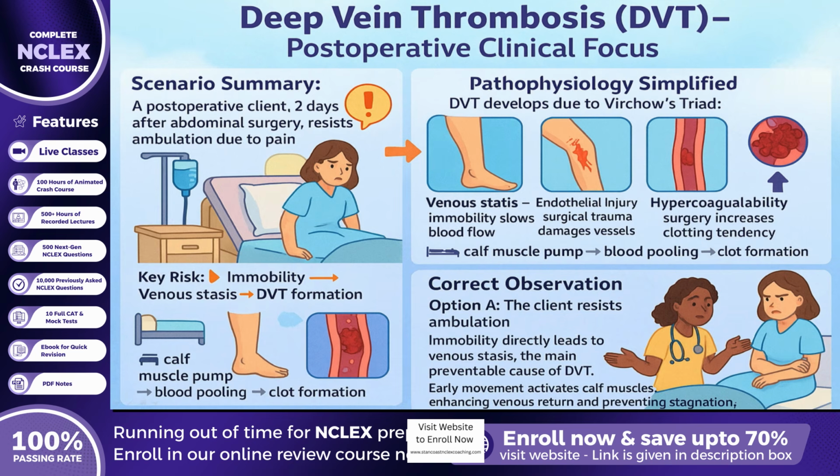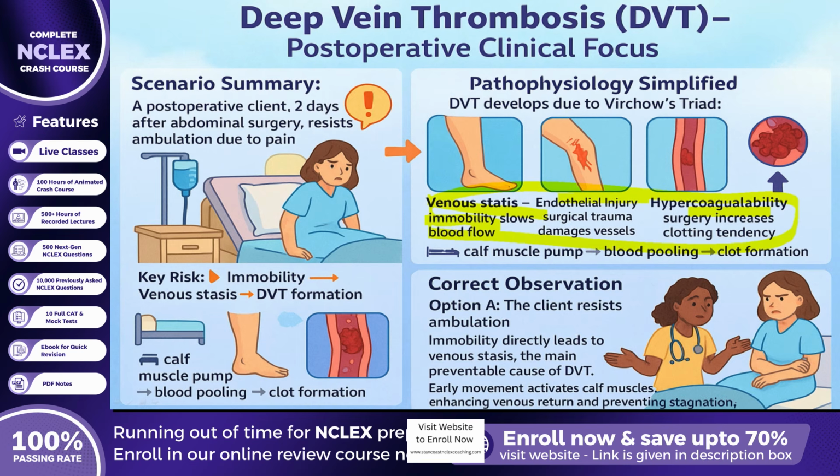Deep vein thrombosis is a common postoperative complication that arises due to Virchow's triad: venous stasis, endothelial injury, and hypercoagulability. Among these three, venous stasis plays the most critical role in immobile clients. When a postoperative client refuses to ambulate, the absence of skeletal muscle contractions in the lower extremities leads to sluggish venous return from the legs to the heart. This stagnation allows blood to pool within the deep veins, creating a perfect condition for platelet aggregation and thrombus formation.